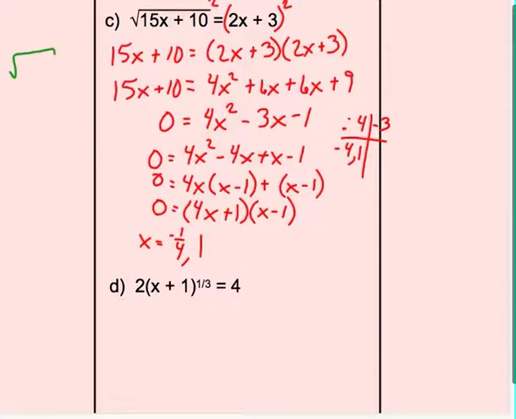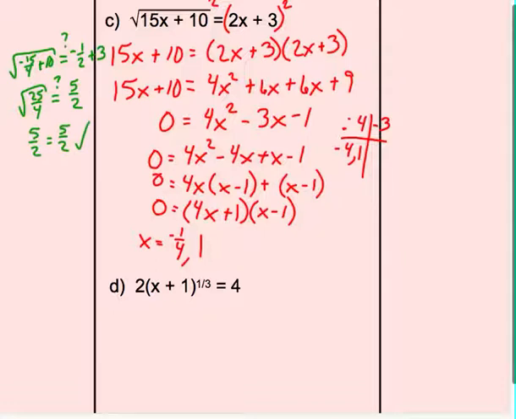15 times negative 1/4, negative 15/4 plus 10. Does that equal negative 1/2 times 2 times negative 1/4 plus 3? Under the radical, 40 fourths minus 15 fourths is 25 fourths. Does that equal 3 minus half, which is 2.5 or 5 halves? And the square root of 25 over the square root of 4 is 5 halves. So that one does check out.